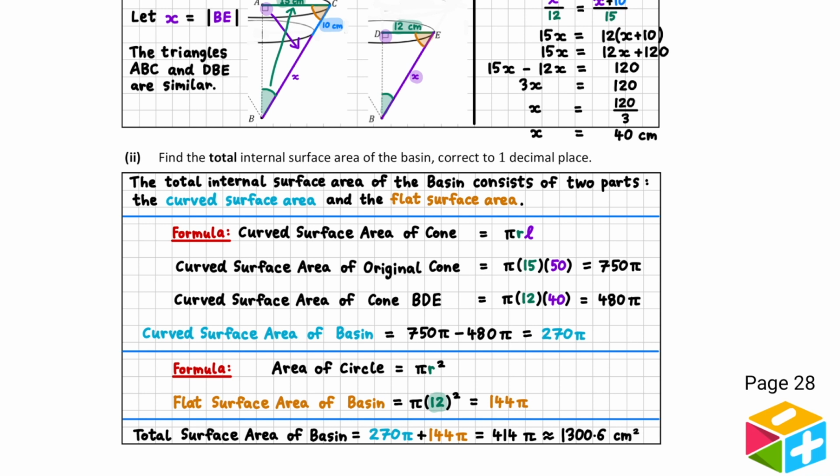Now that we know the curved surface area and the flat surface area, we can find the total surface area of the basin by adding these numbers together. When we do this, we end up with 414 pi. We were asked to give our answer correct to 1 decimal place. Converting this to a decimal and rounding to 1 decimal place gives us our final answer of 1300.6 centimeters squared.